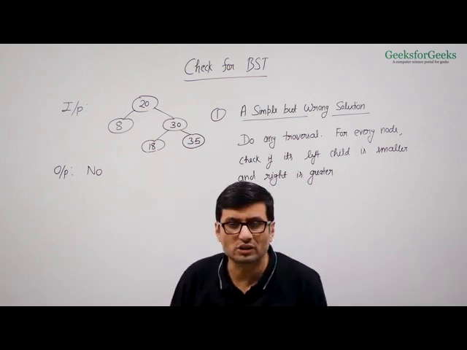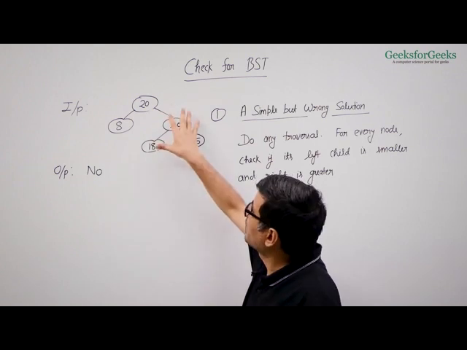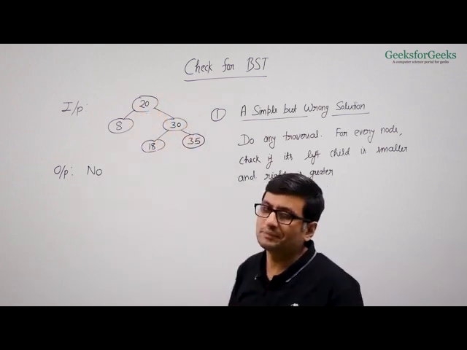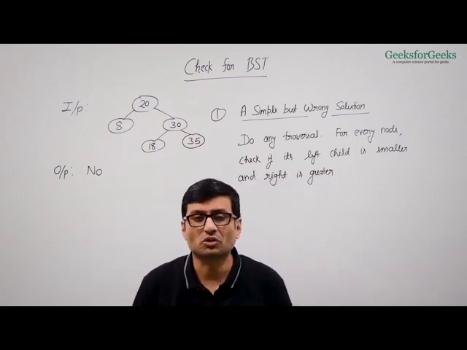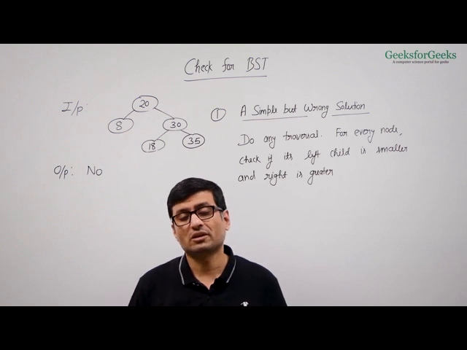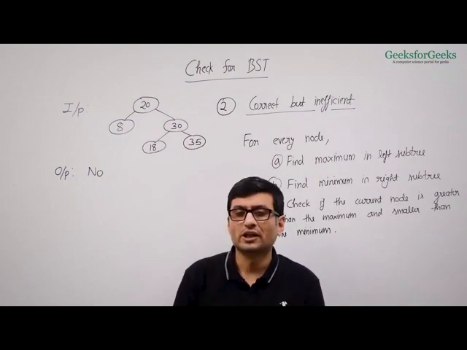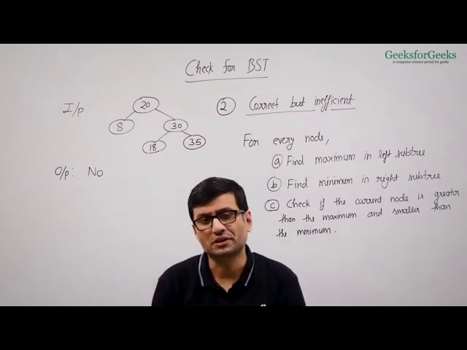So we return true for this tree, but it's not a BST because you have a value 18 in the right of 20, which is smaller than 20. This approach does not work because it simply checks consecutive nodes. It does not check the nodes which may be at a distance of 2 or more. Let us now talk about method 2, which is correct but inefficient.